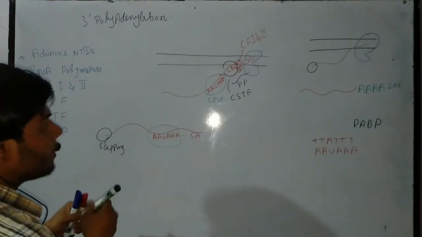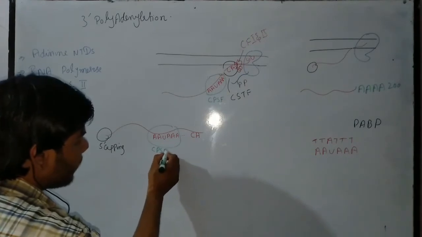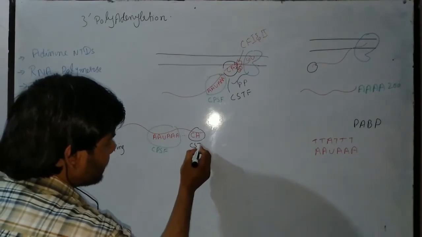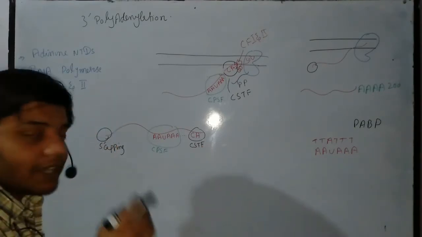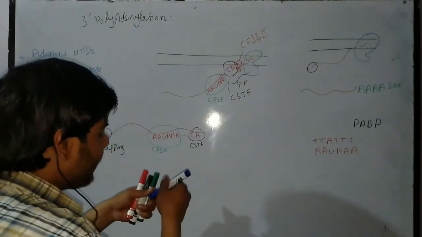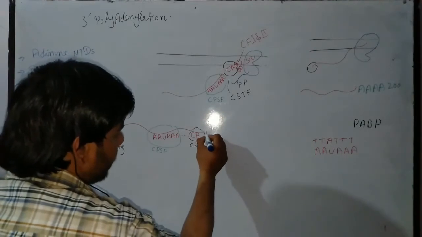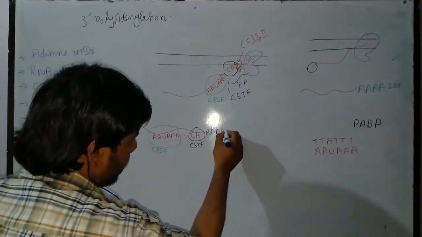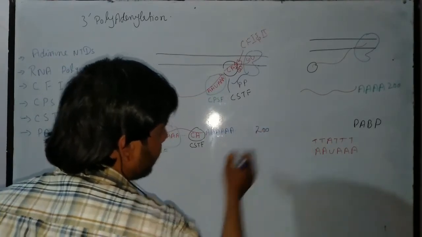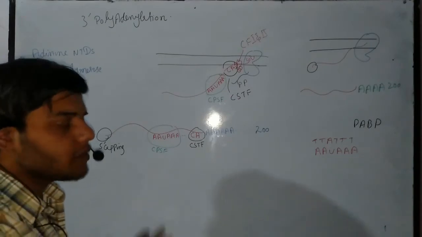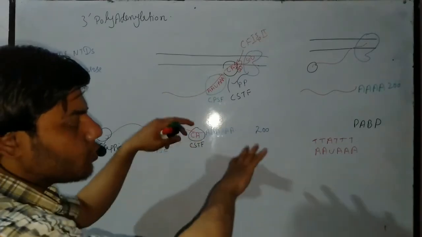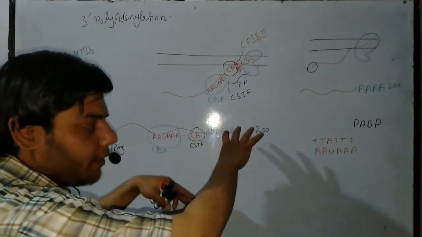This is the CPSF, and here we have the CSTF. Now once it is bound here, what actually happens? RNA polymerase will keep adding adenine at that specific area. So it will keep adding adenine, almost 200 adenine. When it reaches 200 adenine, there are conformational changes in the RNA polymerase, due to which it will lose its ability to bind, and then it will fall down.